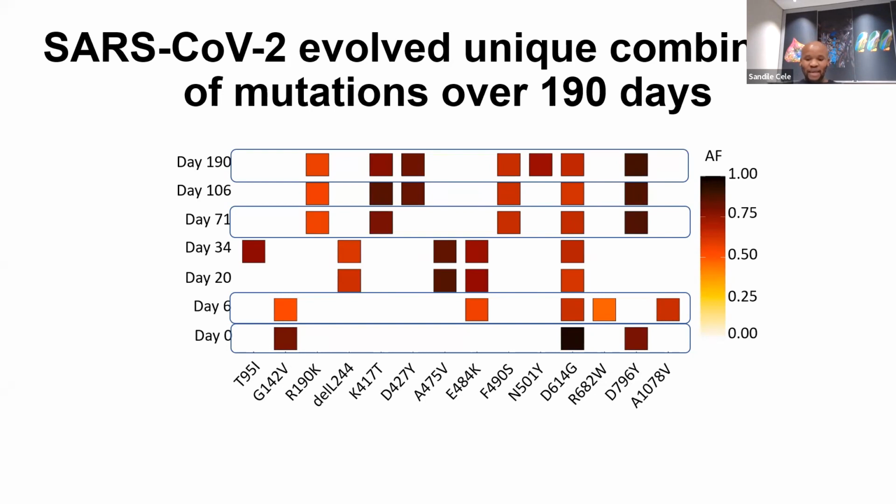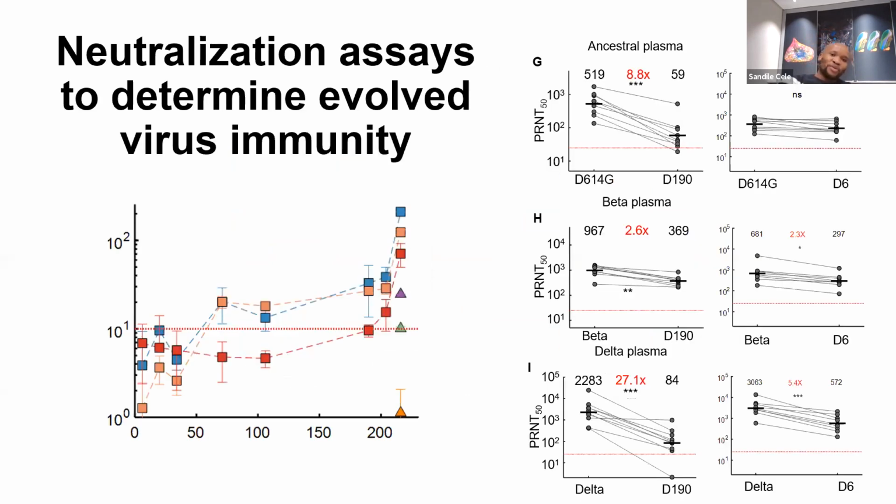So the point I'm making here is that the virus kept changing within the infected patient who struggled to clear it. After 190 days of infection, we ended up with a different virus from the infecting virus. It had acquired 5 more mutations. So what does this mean? What do these changes mean?